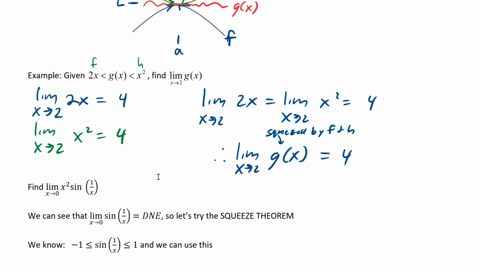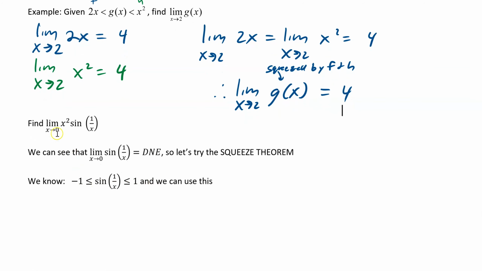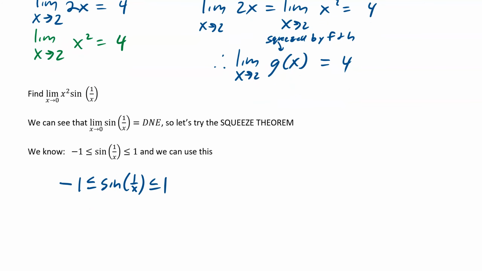So let's look at this one. If you plugged in 0, we get a division by zero in sine of 1 over x. But let's try the squeeze theorem on it and see what happens. What inequality do you know that deals with sine? Well, sine is between -1 and 1, so we can just start there and modify it. This is 100% true. Now if we multiply all the sides by x squared, we end up with this.